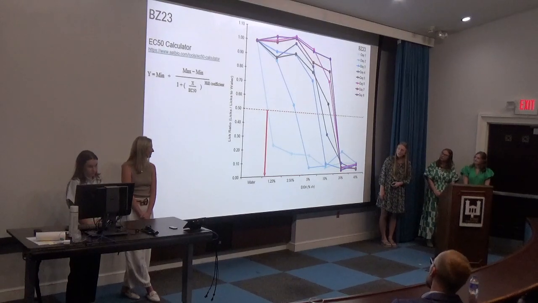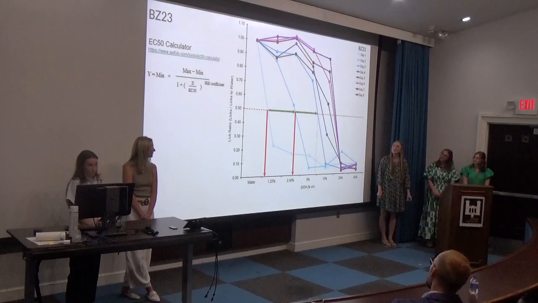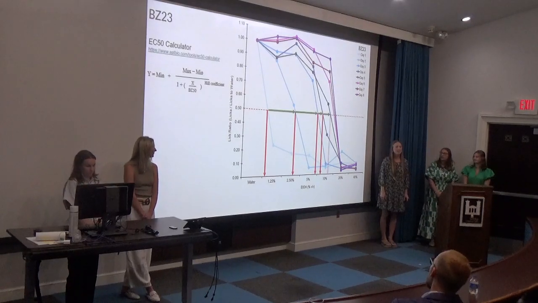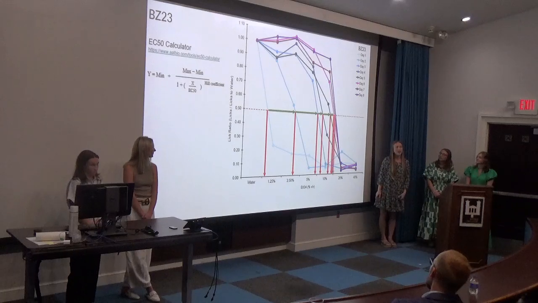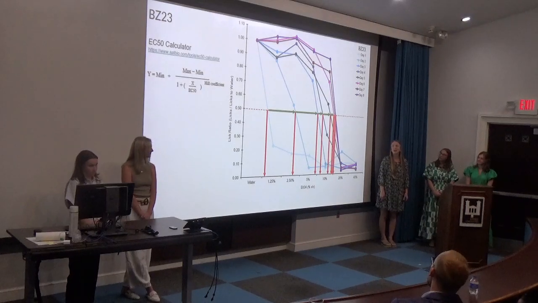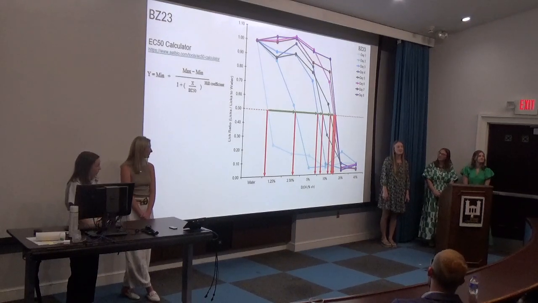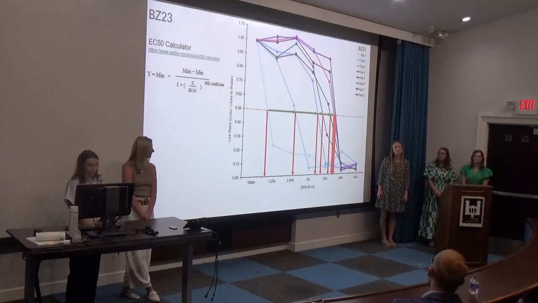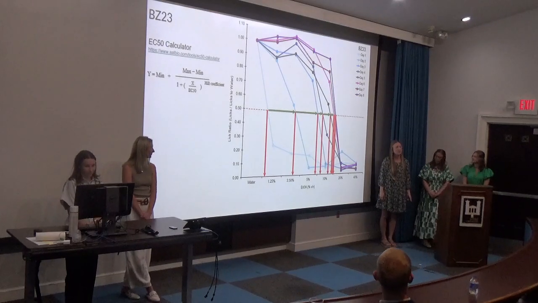Now, along the dotted red line, you can see that for each day, the EC50 value shifted to the right, and this shows that this rat became more accepting of the higher concentrations of ethanol as exposure time increased.